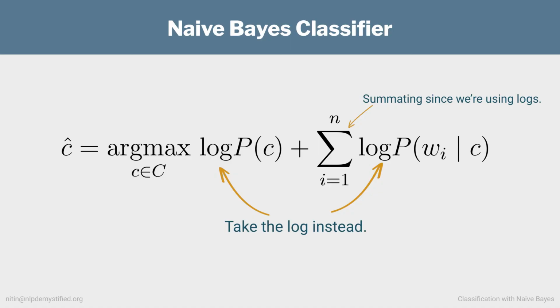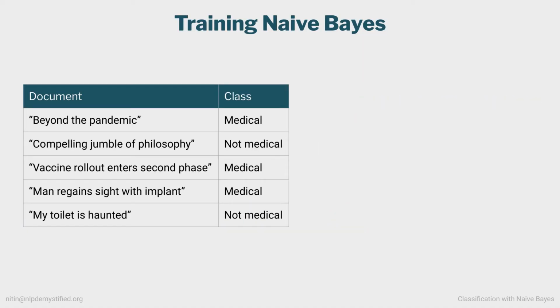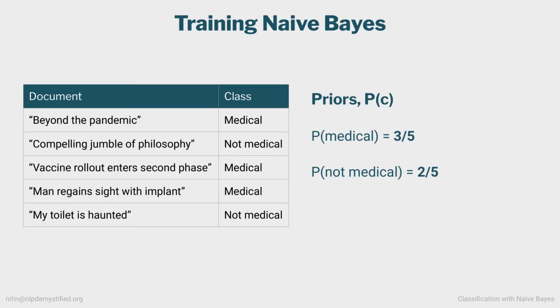Let's clarify this further by walking through an example of how this classifier is trained. Let's say we have this corpus labeled with 2 classes, medical and not medical. 5 documents in total. First, we'll calculate the priors, that is, the probability of a class occurring. That's straightforward. The probability of a document being of a medical class is 3/5, and not medical, 2/5. So those are our priors.